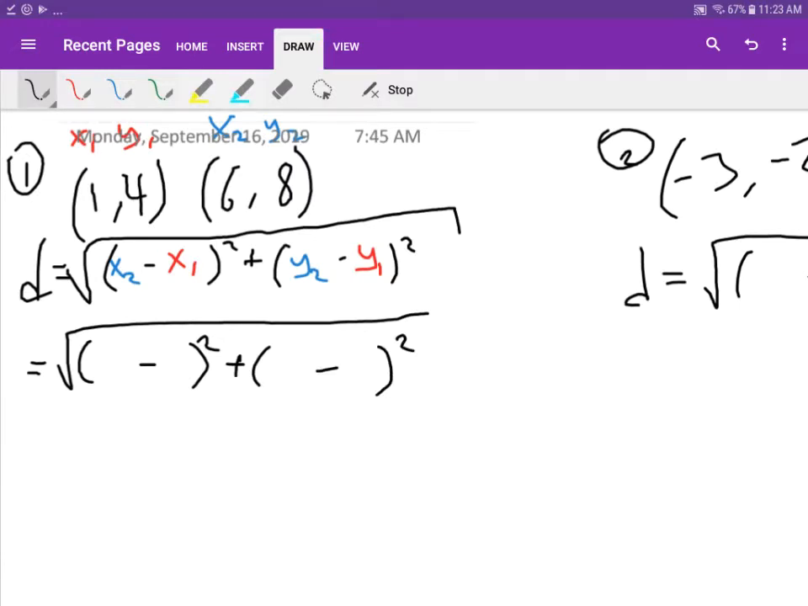Okay, so now we substitute in. What is your x2? 6. What's your x1? 1. Then your y2 is 8. Y1 is 4. Does it make sense? You're just filling in these numbers? We started with these 2 points, and then you just fill in this formula. So there's no work done here. I just color coded it, and now I filled in these numbers into the formula.